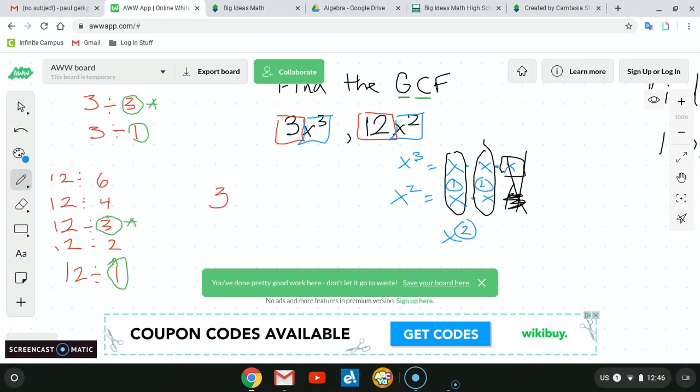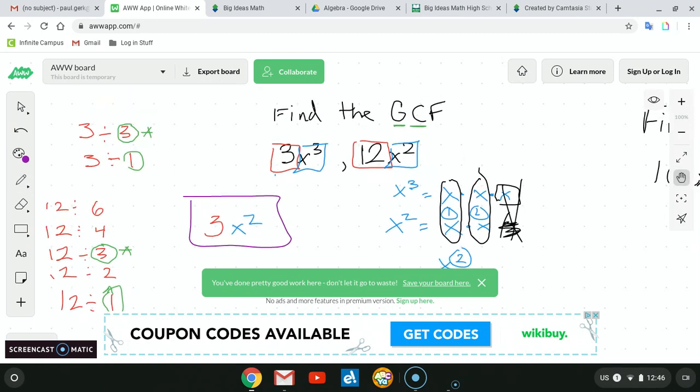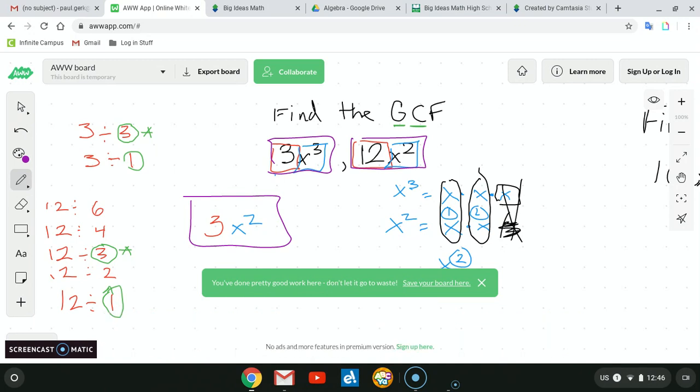So we take our GCF of our coefficient, we take our GCF of our variable and we put them together. And that's our GCF. That's our answer. So if it said find the GCF of 3x to the third and 12x to the second, this one is picky. The GCF is 3x to the second.